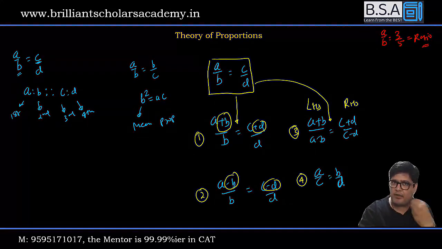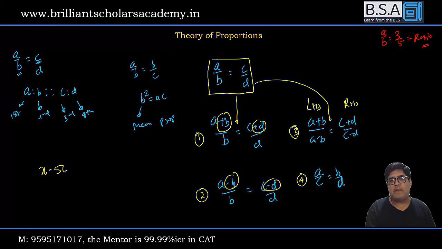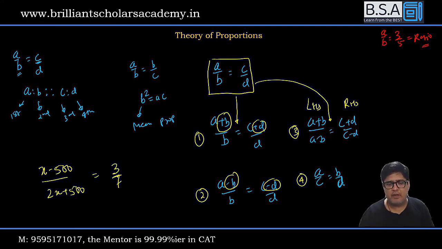So how can I possibly use this? If I come across a question of this kind, (x minus 500) upon (2x plus 500), let us say, is equal to somewhere 3 upon 7, and I have to solve. So in maximum cases, let me change this a little bit. Let us say 2 upon 7. In maximum cases, people start multiplying these numbers across the equal sign. That is called cross multiplication.